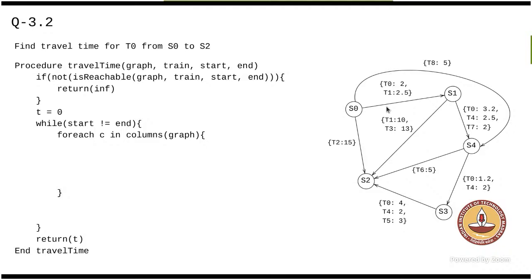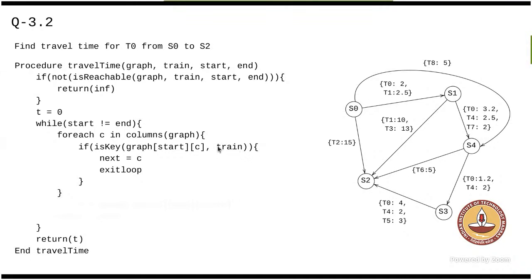You go through all the nodes, all the stations that are connected to you, right? You look at all the stations that are connected to you, and you look at that station where this train is. Okay, so you're starting from S0 and you're looking at S1 and S2, right? So you see where T0 is. T0 is there in S1. So C equal to S1, that is where T0 lies.